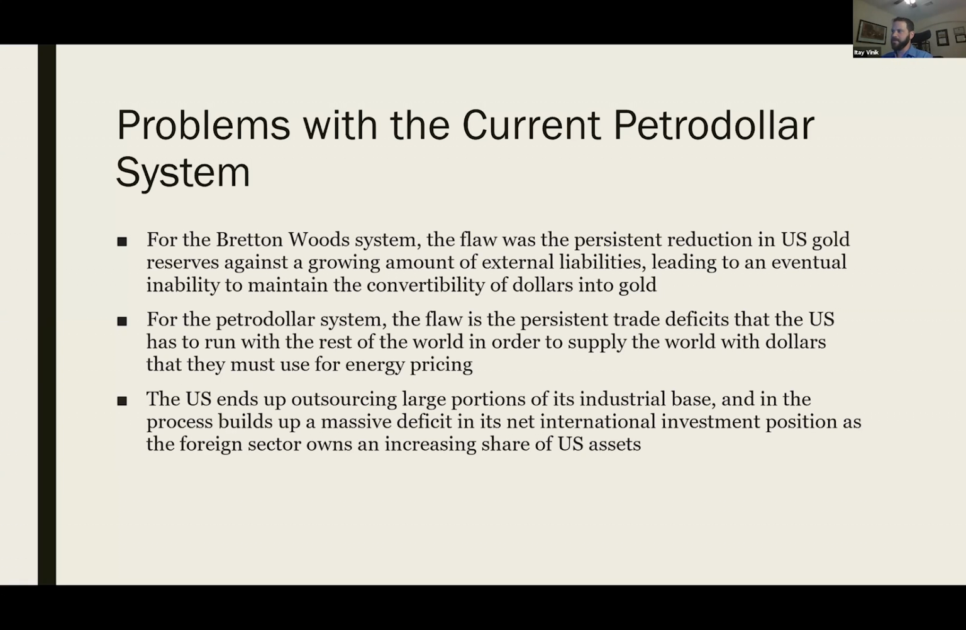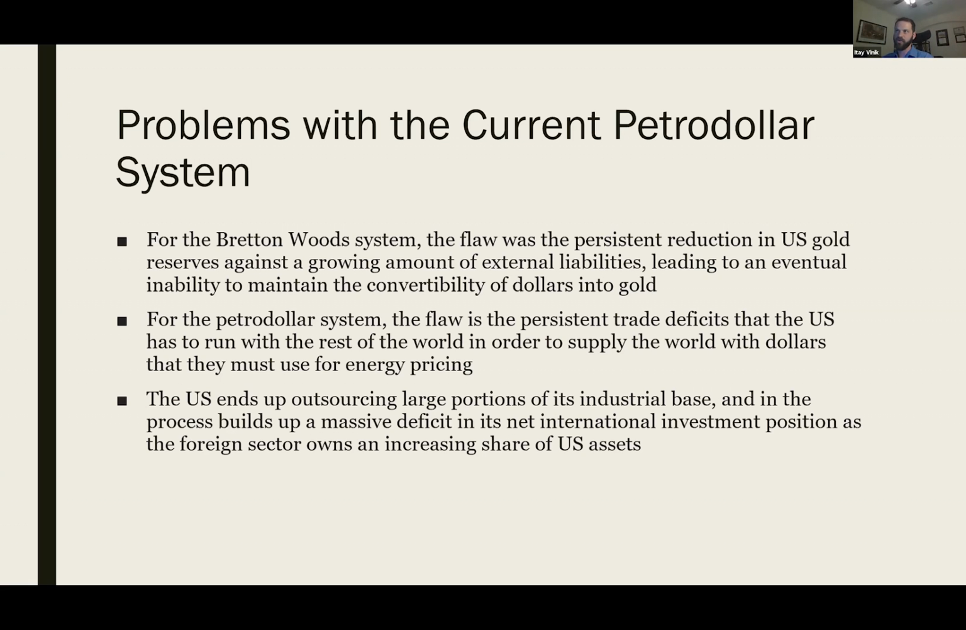So the problem with the petrodollar system is the consistent trade deficit. The trade deficit becomes so problematic over time that it caused the US to outsource very large portions of its industrial base. We talked about that. And in the process, you're creating a deficit in the net international investment position, which I'll explain in a second. So the foreign sector, as a result, owns more and more share of the US assets.